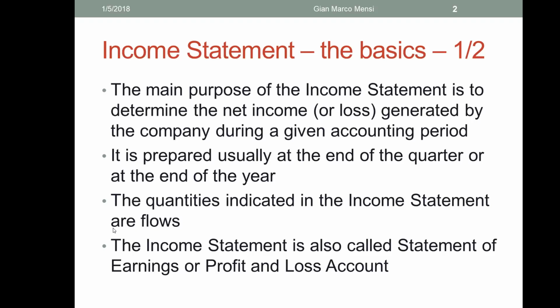And remember that all the quantities indicated in income statements are flows, i.e. they indicate a flow of revenues or costs that have occurred during a certain period. So for example, in the case of Candyland, starting from the 1st of January 2019 to the 31st of March 2019. So that's a flow of revenues and costs, which are economic variables that can produce a profit or a loss. The income statement is also called statement of earnings.